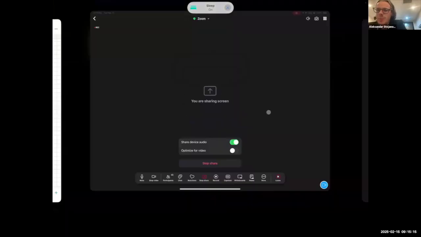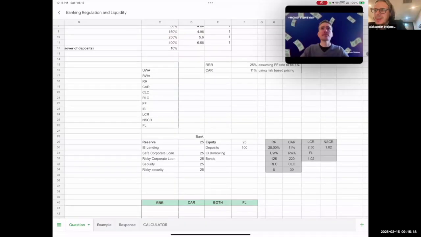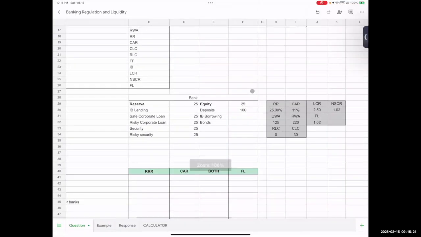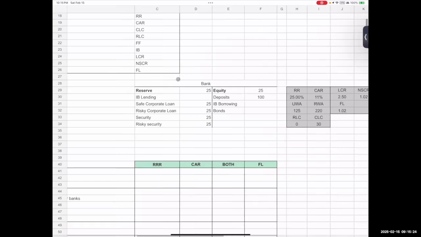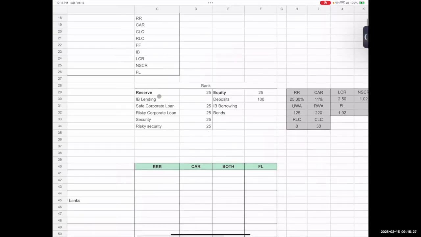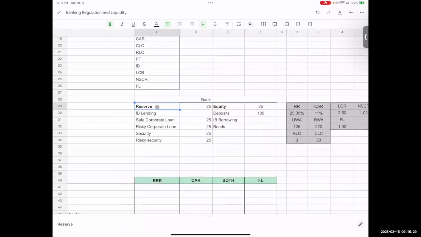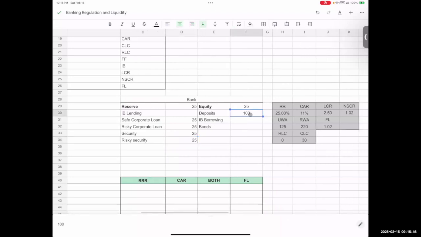All right, so let's start with this. Here you have a balance sheet that should not be very difficult to get familiar with. So we have a bank, and the bank has 25 in reserve, and then among other assets, it has a safe corporate loan, a risky corporate loan, a safe security, and a risky security, each to the value of 25. And then it has deposits of 100. And obviously the equity then ends up being 25.